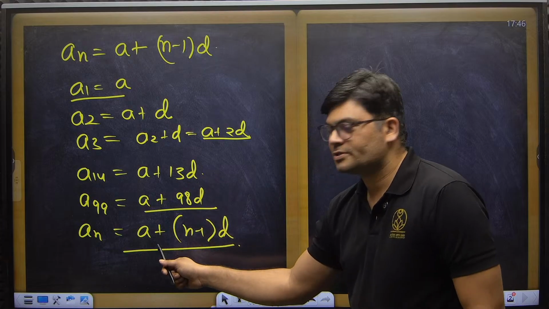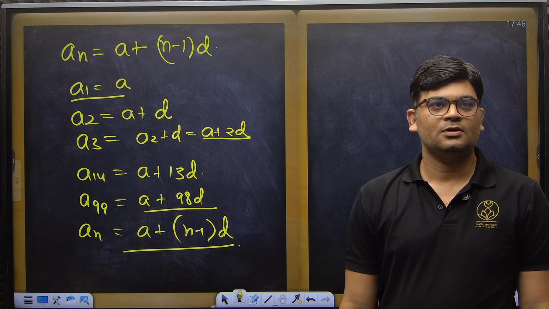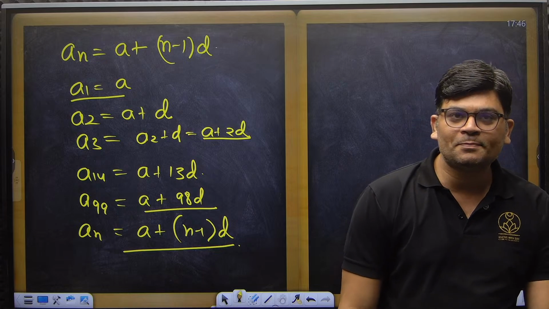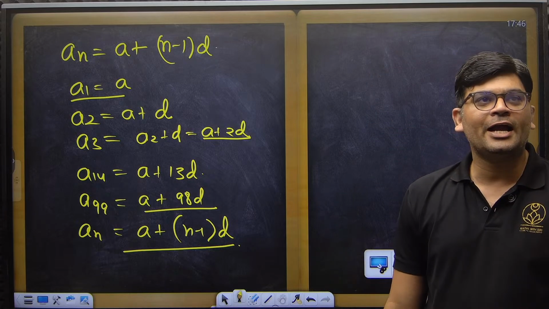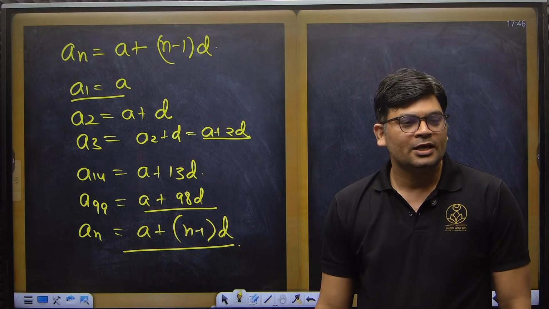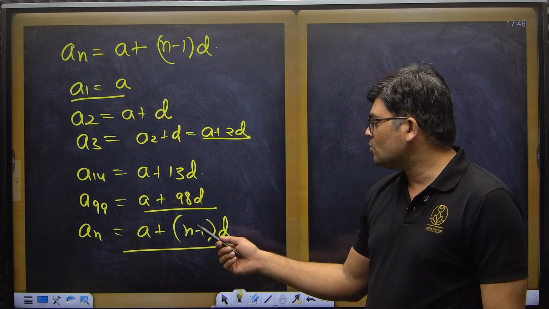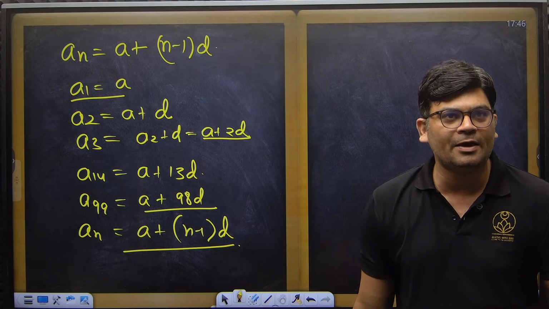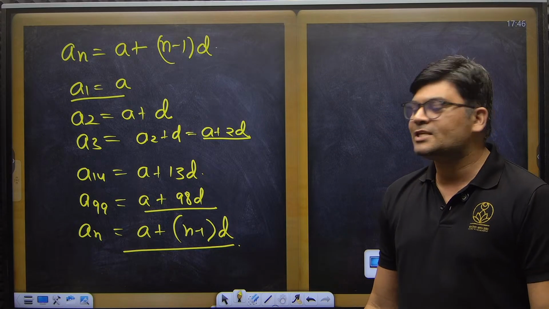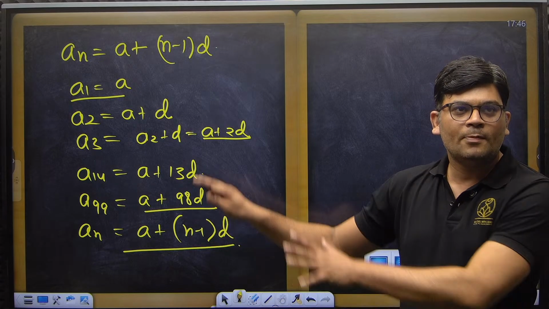How many variables? 4 variables. How many kinds of questions do you expect? 4 different kinds of questions. In one question they will ask you the nth term. In the second they will ask you the first term. In another they will ask which term of the AP is 13. Then they will ask you to find the common difference of the AP. So up to here, any doubt?